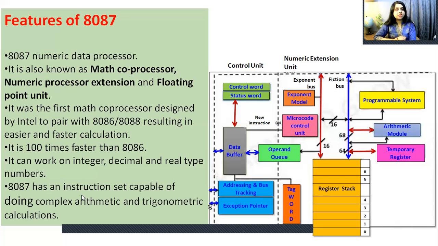8087 has its own instructions. We all know that 8086 has its own instruction set. Similar to 8086, 8087 also has its individual instruction set. The instructions are capable of doing complex arithmetic operations like addition, subtraction, multiplication, division. They are capable of doing logical operations like AND, OR, XOR, etc. They are also capable of doing trigonometric calculations like sine, cos, tan, or logarithmic operations like calculation of log, etc.